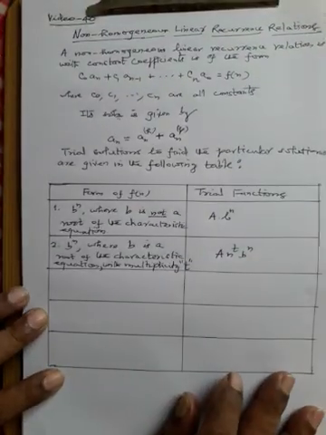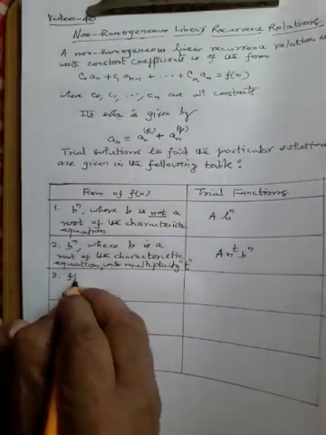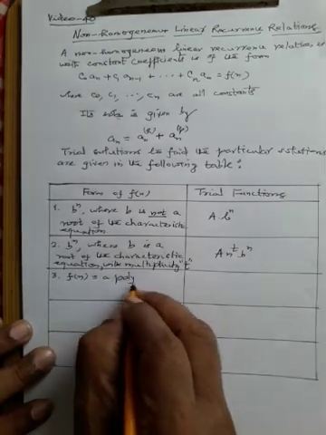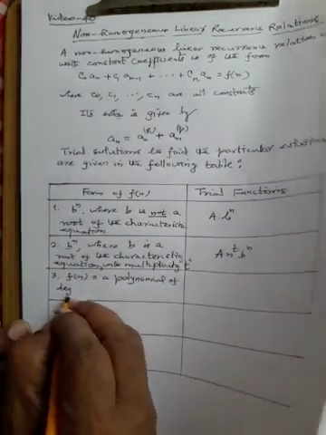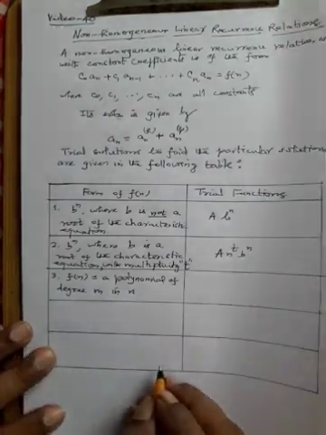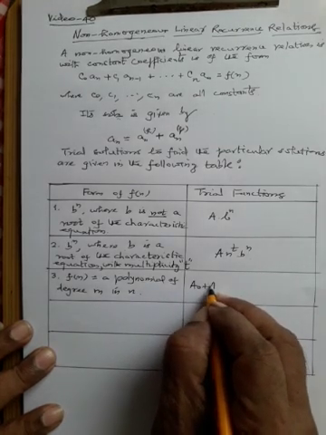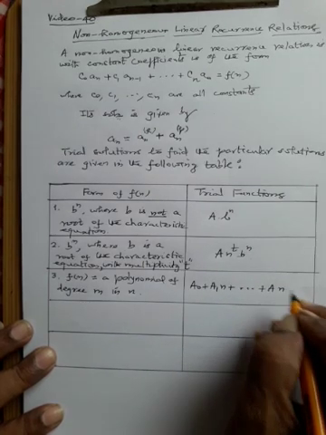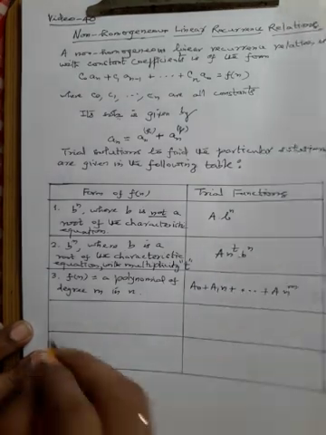Then next we have f of n as a polynomial. Third one, f of n is equal to a polynomial of degree m in n. So in this case, our trial function is a0 plus a1 n plus a2 n squared plus etc. plus am n power m, a polynomial of degree m.